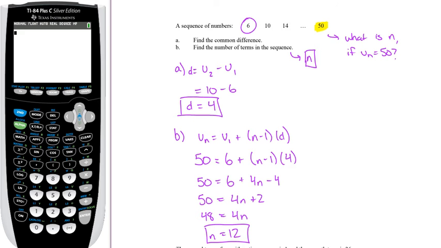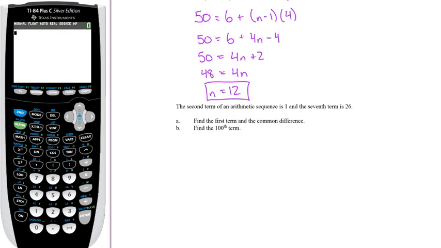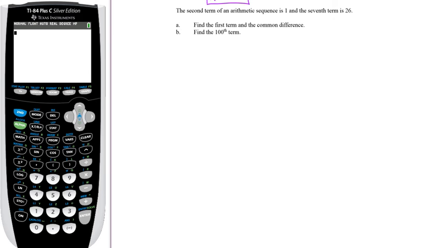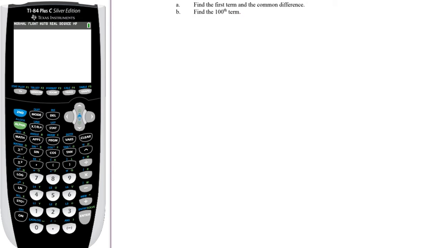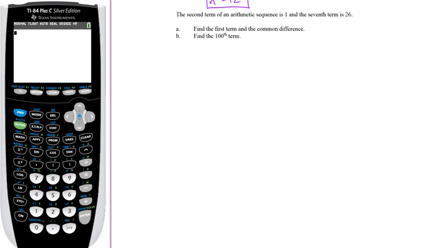The last example we're going to do is a tricky one, but a very common example I find in IB questions. This is when it's asking you to find u1 and d. We're given some information here: the second term is 1 and the seventh term is 26. I'm just going to write that down for myself in proper notation. This basically means that u2 is equal to 1 and u7 is equal to 26. And it's asking me to find the first term and the common difference.